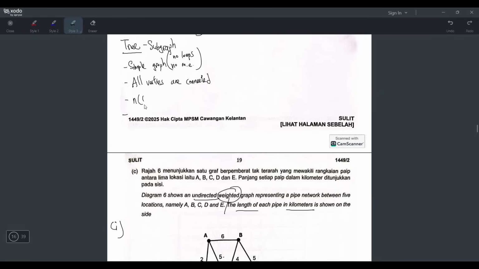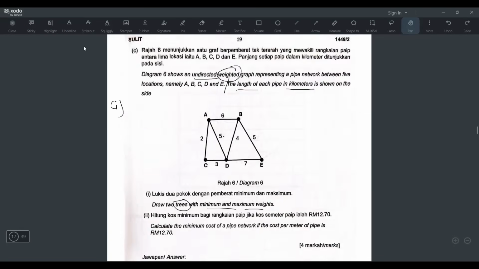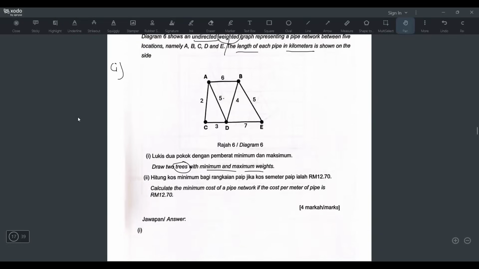Third one is the number of edges has to be NV minus 1. Okay, and then the last one is no cycle. Cycle means kitaran. Kitaran is like this one lah. Like this is cycle. So tak boleh ada cycle. Okay, now with that being said, now we can try to draw our first tree.